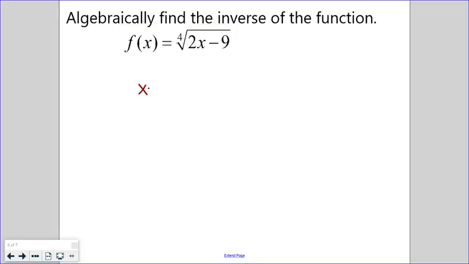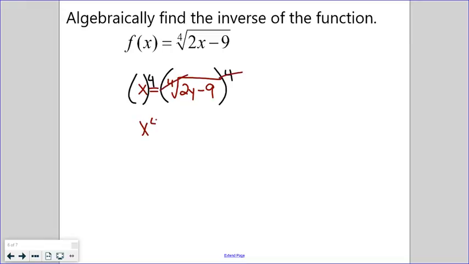So after switching my x's and y's, to solve for y, the very first thing I have to do on this one, because there's nothing outside my radical, is get rid of the radical. Do the opposite. The opposite of a 4th root, raising both sides to the 4th, right? 4th root and raising it to the 4th are opposites.